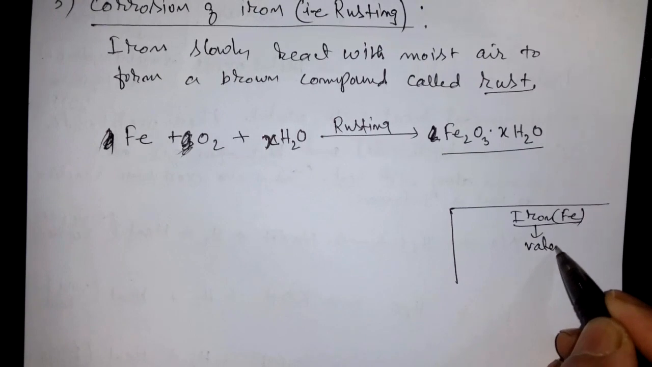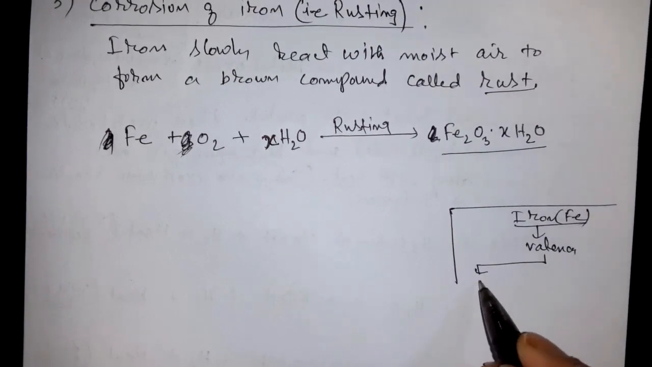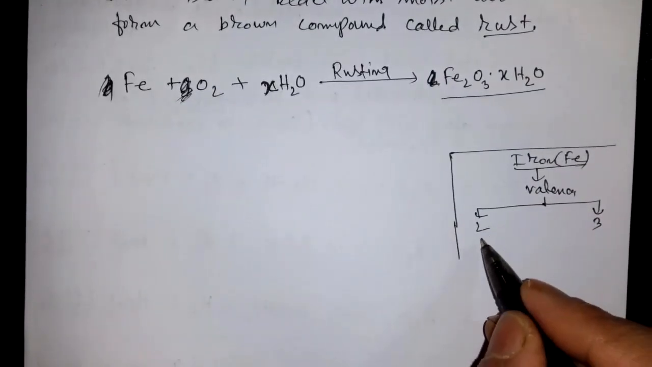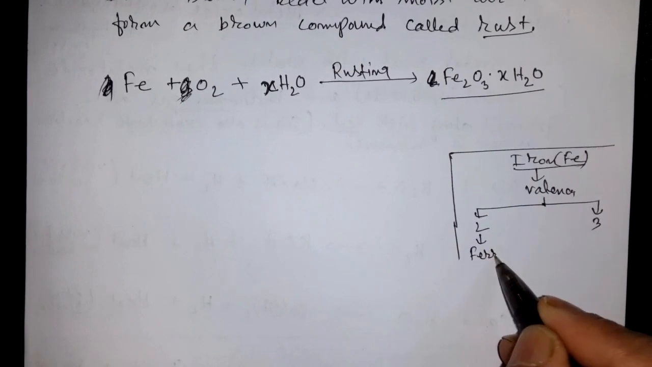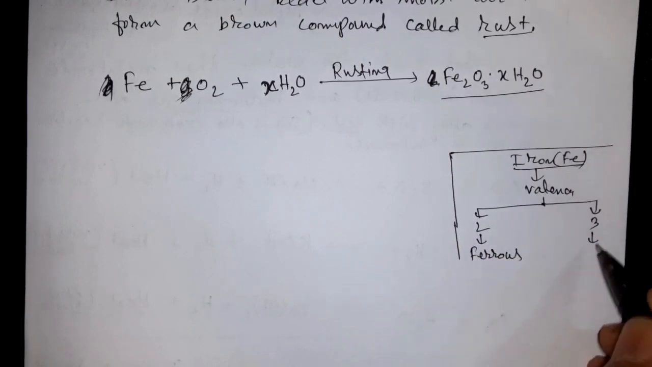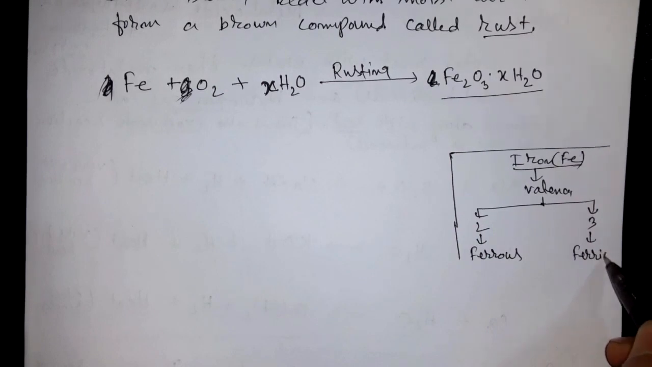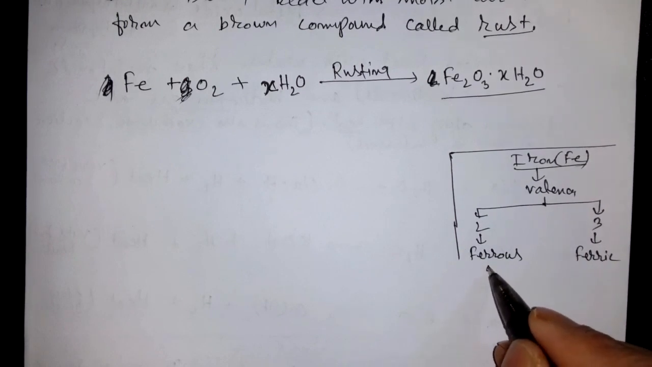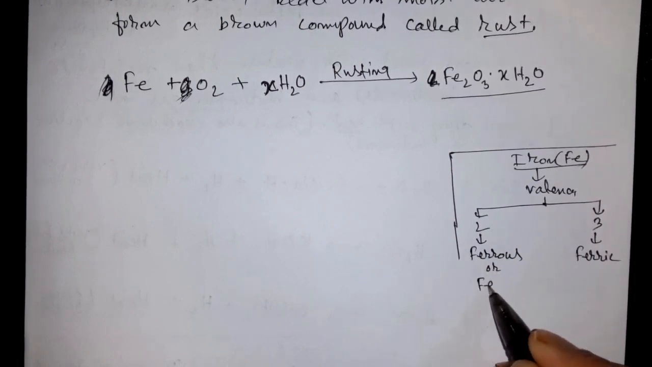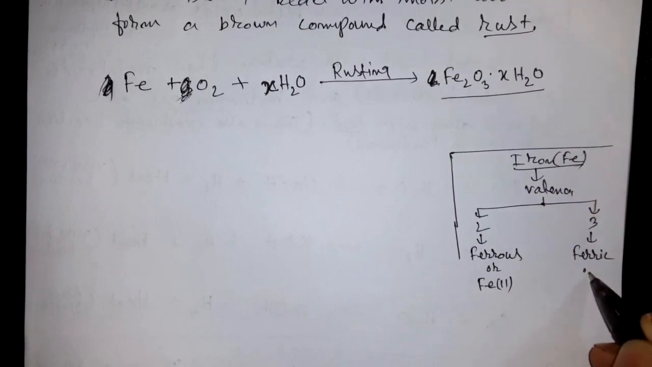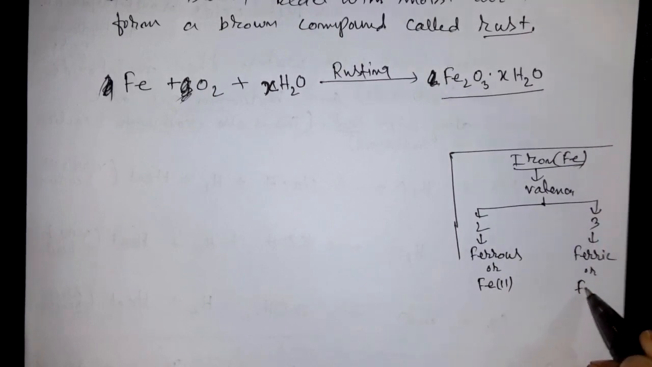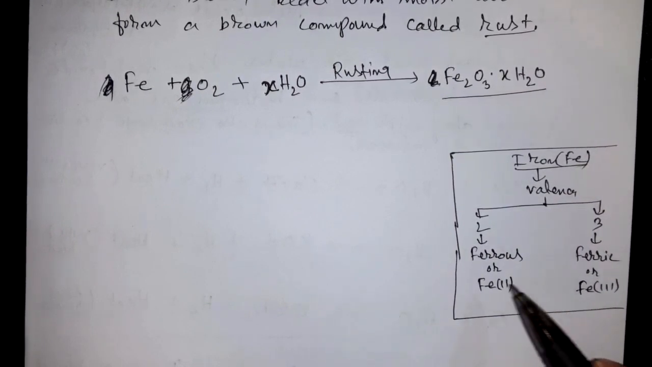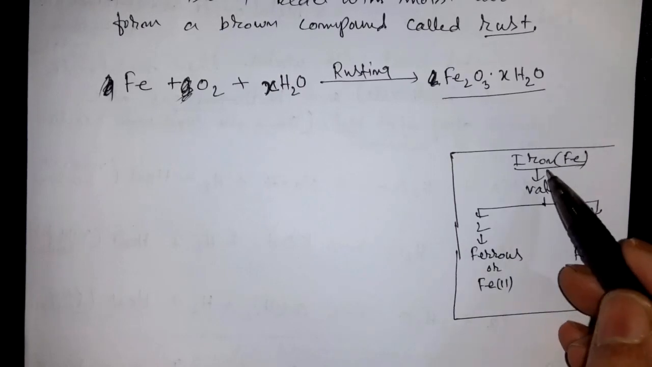Valency will be some compound 2 and some compound 3. So if the valency of iron is 2, that iron is called ferrous. And if the valency of iron is 3, that iron is called ferric. And if you have a confusion whether this iron will be ferrous or ferric, then you can say this is iron 2 and this is iron 3. And if you're not sure, then you can just say iron also.